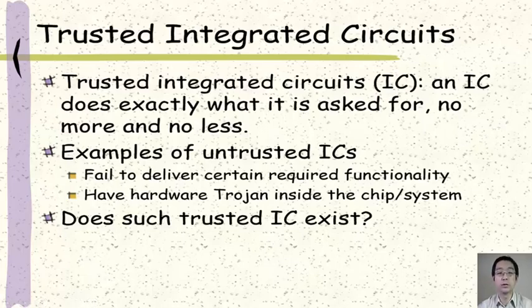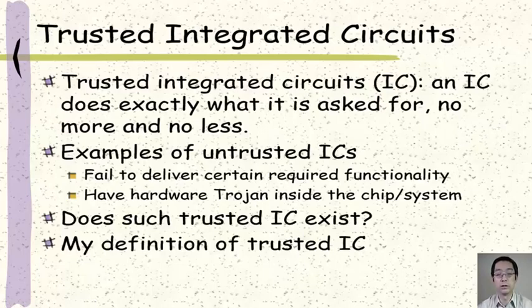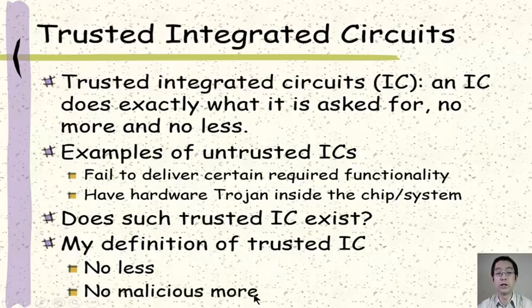So this brings us to my definition of a trusted integrated circuit. First of all, it must satisfy the condition of no less. For all the required functionalities and specifications, the system or the circuit has to satisfy those. And second, instead of no more, we define a trusted IC to be one that doesn't do any malicious more. In some sense, if we know all the possible attacks, vulnerabilities, or bad intentions that the attacker can put into the system, and you can verify none of these things exist in the system, then the IC can be considered as trusted.